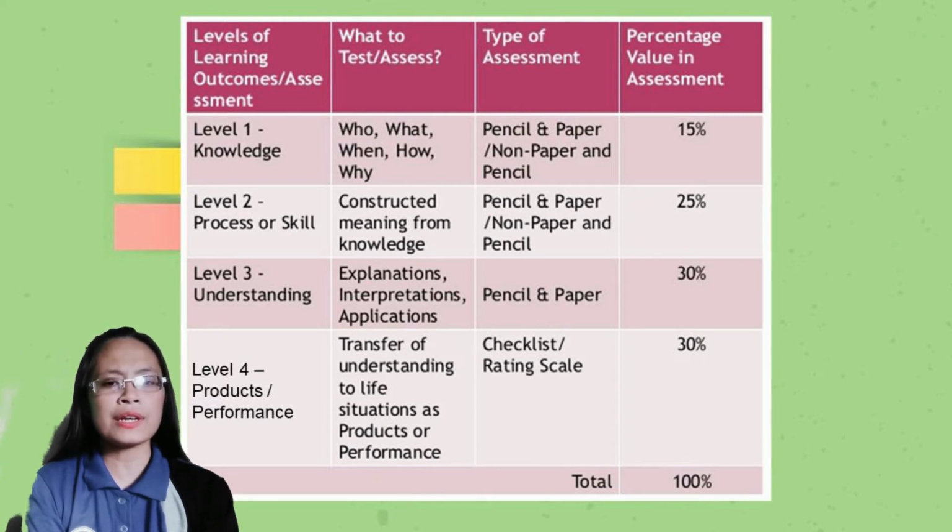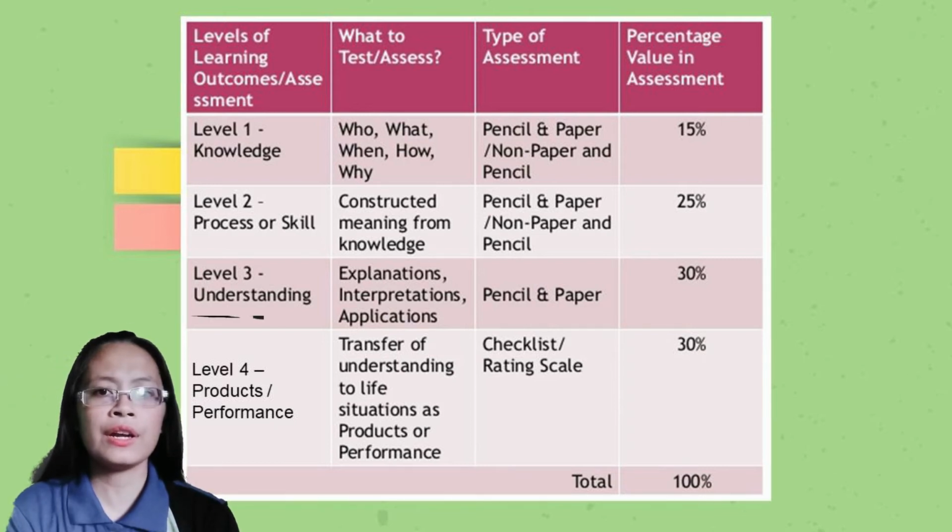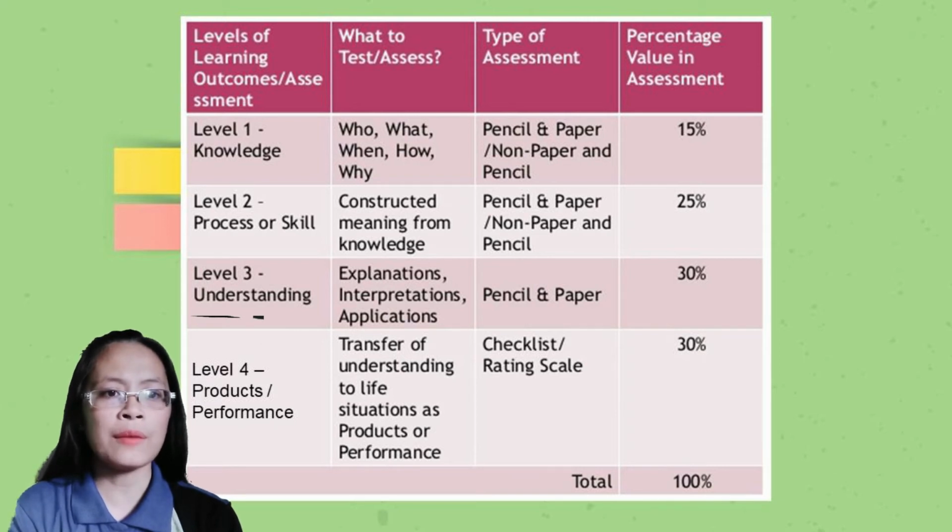The assessment percentage of level 2 is 25%. The third level of learning outcomes or assessment is understanding, which can be done through explaining, interpreting, and applying the knowledge obtained. It can be assisted through a written type of assessment. It has 30% value in assessment.